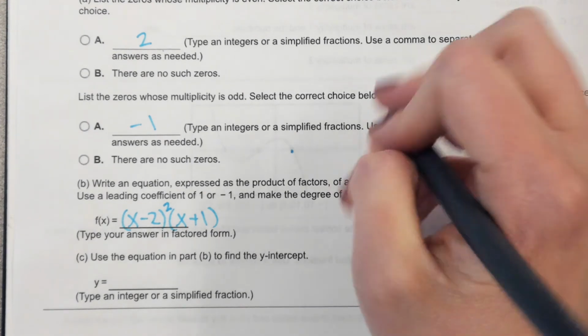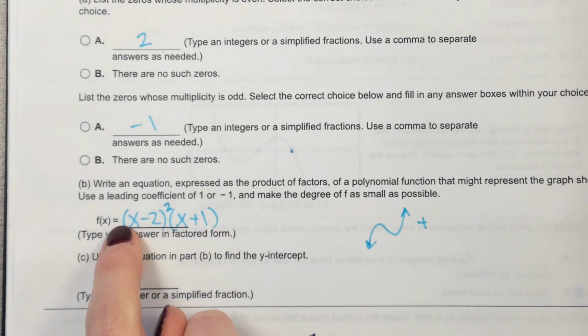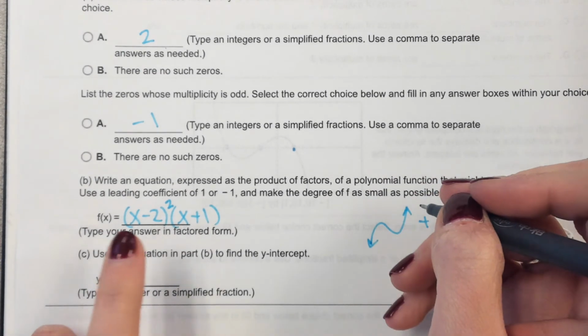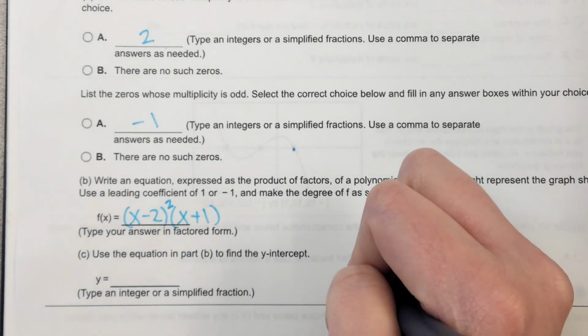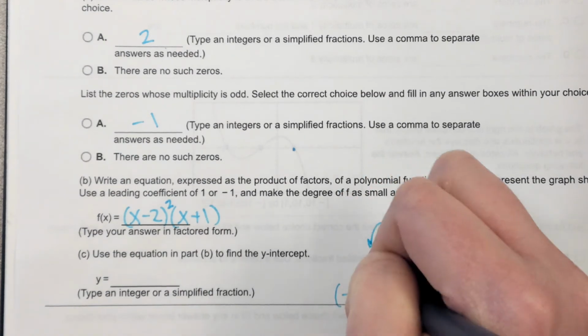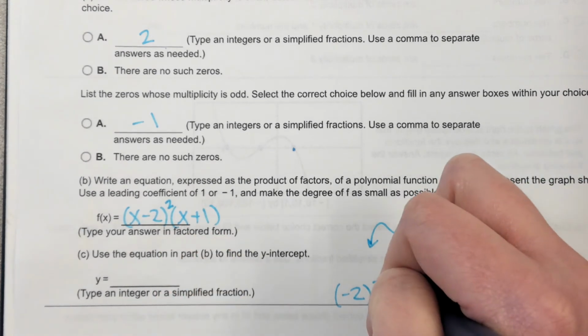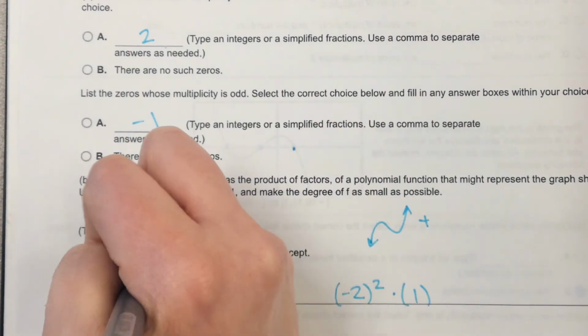Okay? And again, our graph is going up. Our slope is positive. So our leading coefficient is just a 1. We don't have to do anything else. Find the y-intercept. Again, if you're really, really good at reading graphs, you might be able to estimate it correctly. But we'll plug 0 in for x in our factors and solve. So 0 minus 2 is negative 2 squared. And then x plus 1, or 0 plus 1, is 1. So that's 4 times 1, which is just 4.